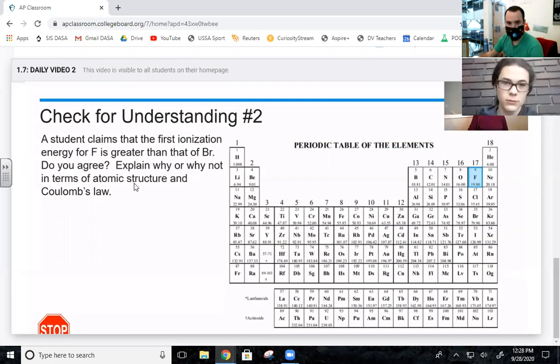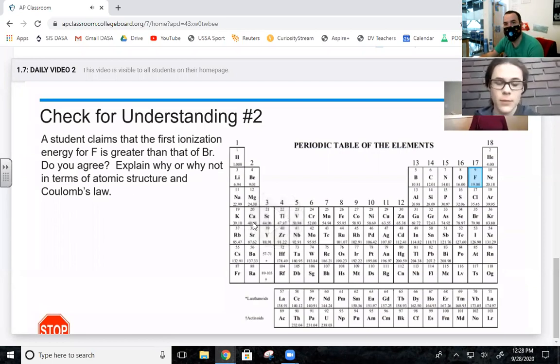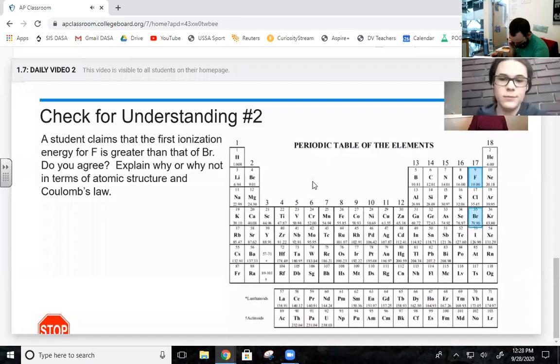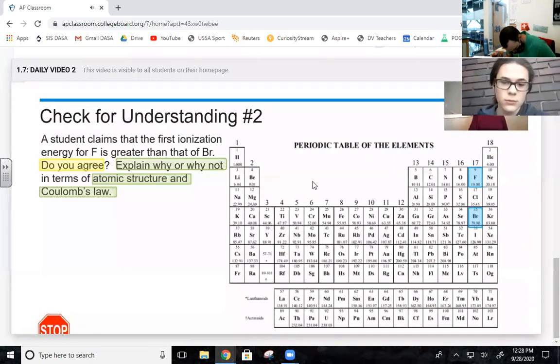Cool? Okay, moving on. So for this question, like many of the other questions that we've done, this requires you to answer two things. So you want to answer the question of yes or no, do you agree? And then you need to explain why you do agree or not. But you also need to explain in terms of two things, which are atomic structure and Coulomb's law. So please press stop, answer the question, and then press play when you're ready to continue.